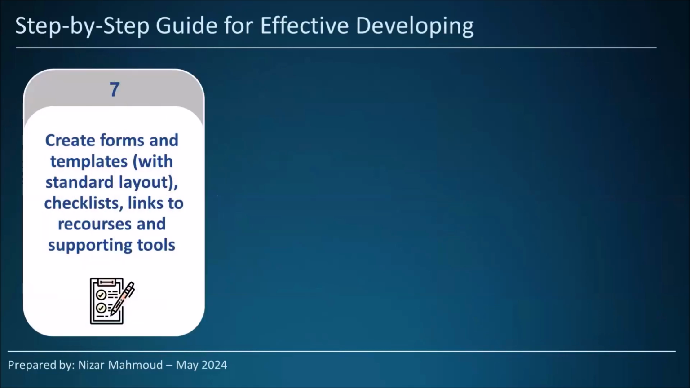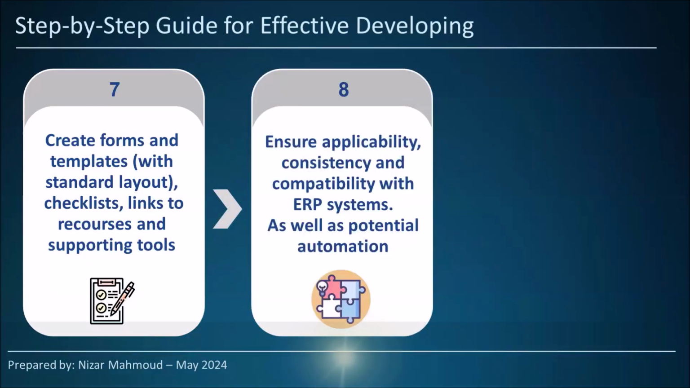After we write everything as steps, we should agree on standard forms and a standard layout to use during each process. And we should also provide links to resources that we may need during the purchasing process or the supply chain process in every step.